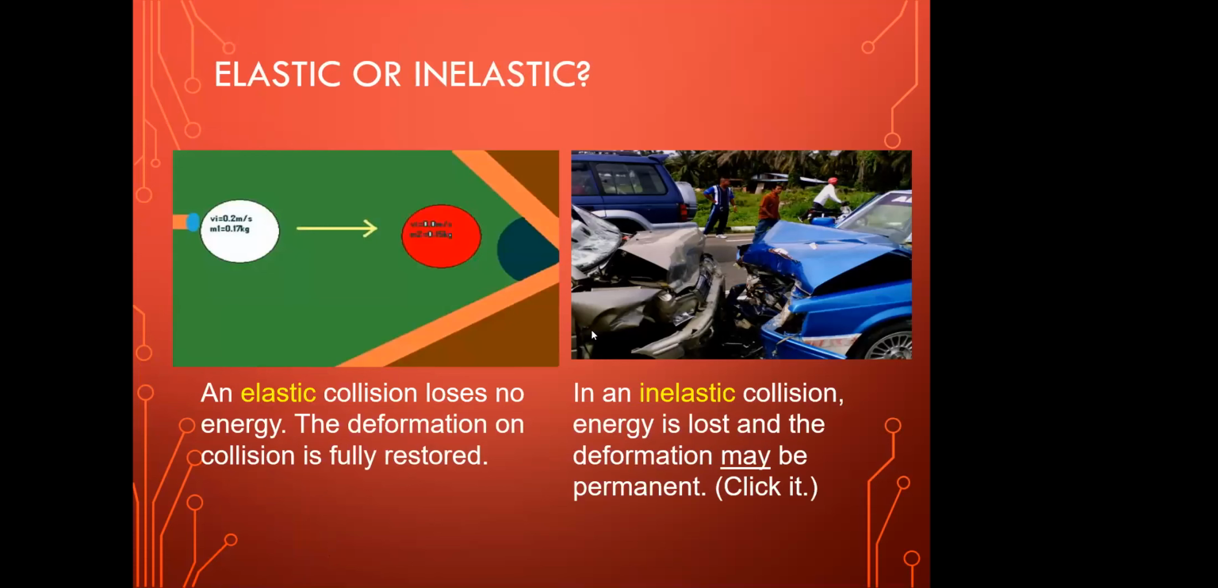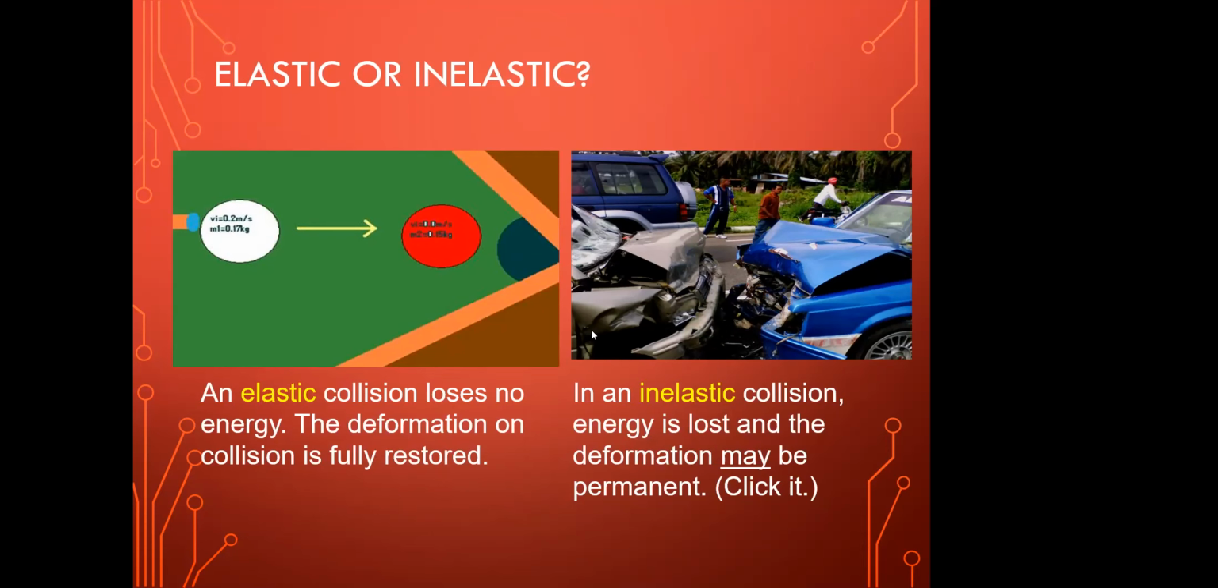Let's talk about the difference between elastic and inelastic. An elastic collision loses no energy. The deformation on collision is fully restored. What's the meaning of deformation? Deformation is changing the size or the shape. So if you have 2 balls that collide with each other, and this type of collision is elastic, after they leave each other there's no change of shape, no change of size. They can be restored.